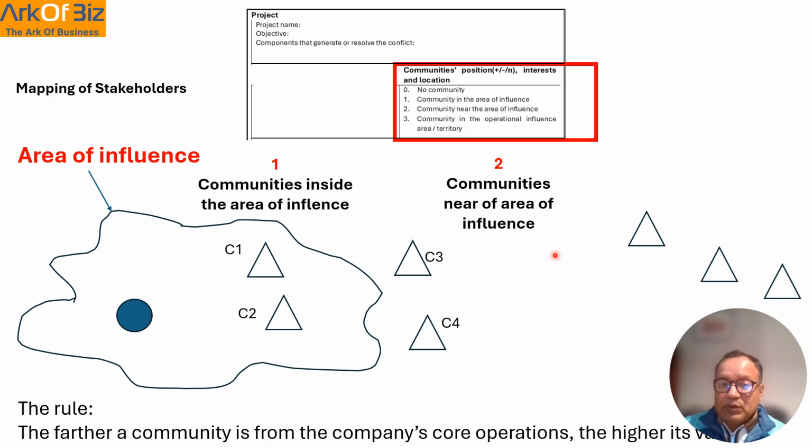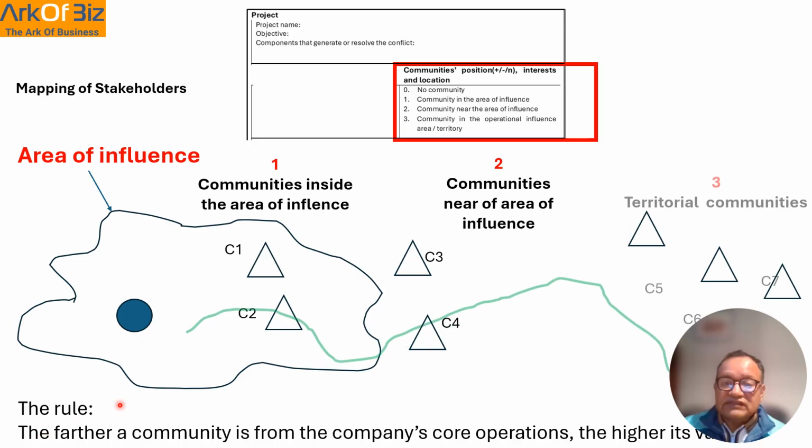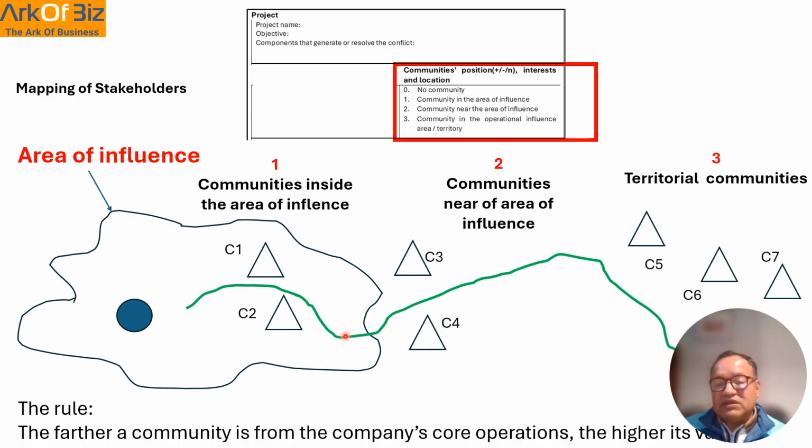Finally, we have some communities located far away from the company, but they still experience impacts, especially from the company's logistics operations during the mineral transportation or the machinery transportation, and also from the storage and export facilities. For example, community 5, 6, and 7. These communities are spread across a large territory and are assigned a value of 3.